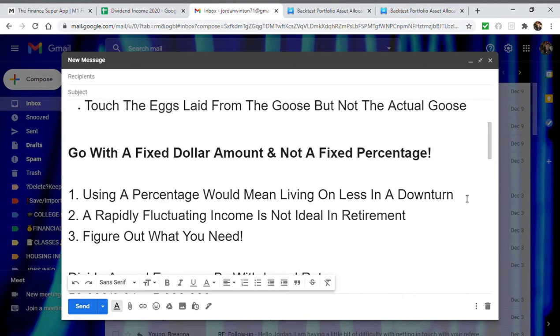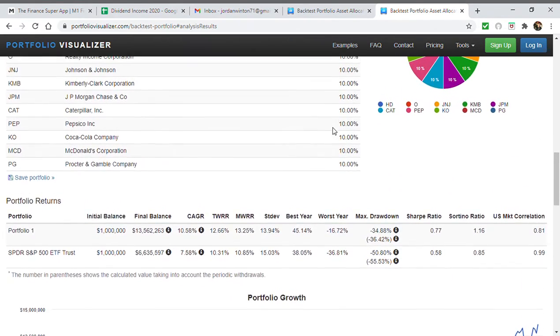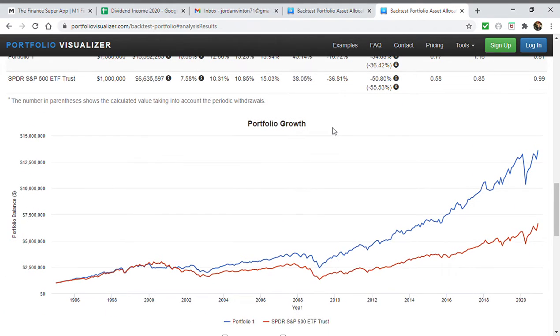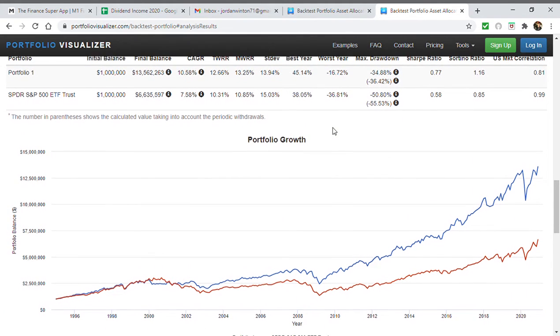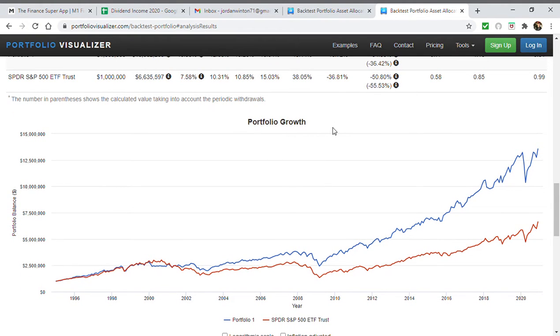Using a percentage would mean living on less in a downturn. So you see these two portfolios. What I did is I'm going to be showing you some different timelines. Before I get into withdrawal rates and all that, what I want to show you is the S&P 500 and a group of dividend stocks that I picked from my portfolio, just a bunch of dividend aristocrats that have been around for a long time with a great track record.